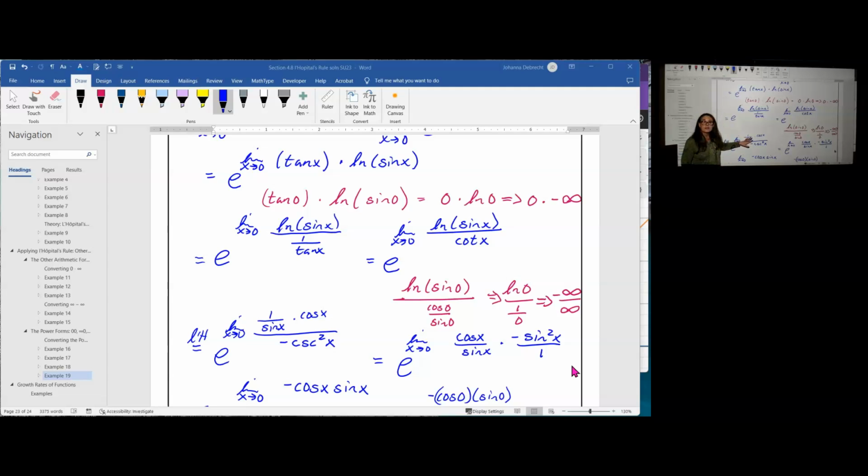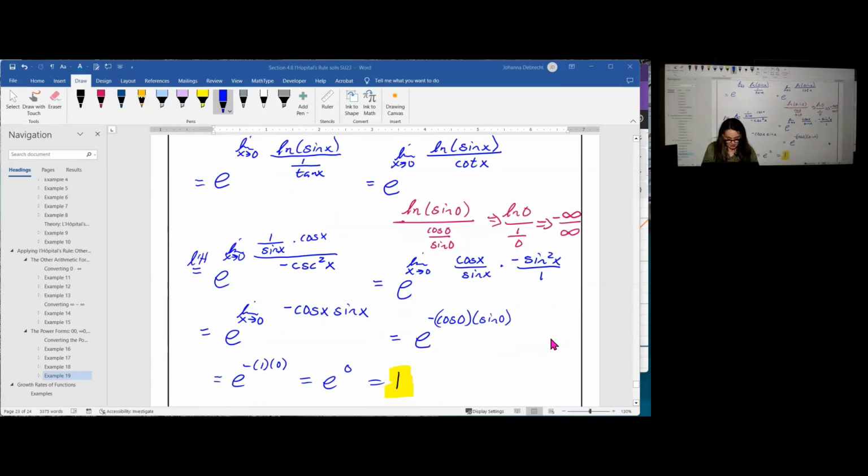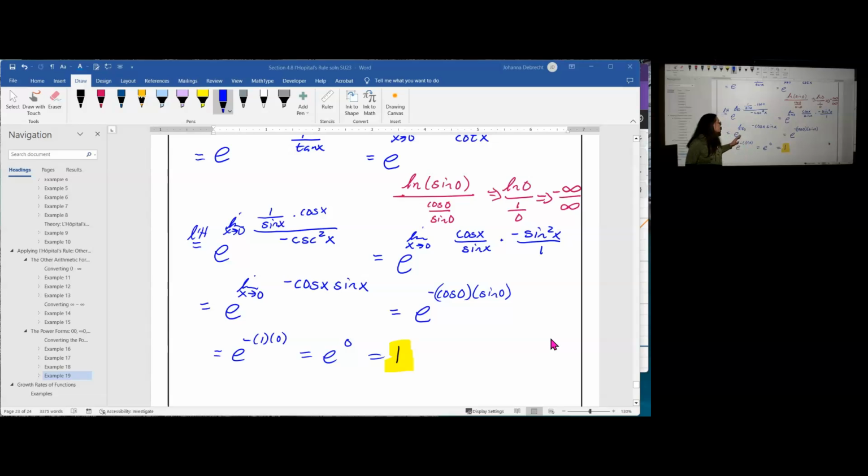When I take the derivative of natural log, I get 1 over u times the derivative of u. In the denominator, I take the derivative of cotangent. Then I simplified by rewriting 1 over cosecant squared as negative sine squared. I got some cancellation with 1 factor of sine x, which gave me the power negative cosine x sine x. Then I substituted what the limit was approaching, and I got negative 1 times 0, which is 0, which tells me that the limit is approaching the y value of 1.